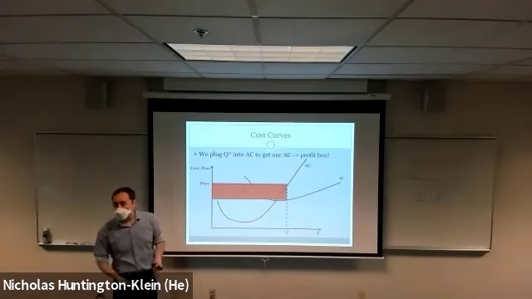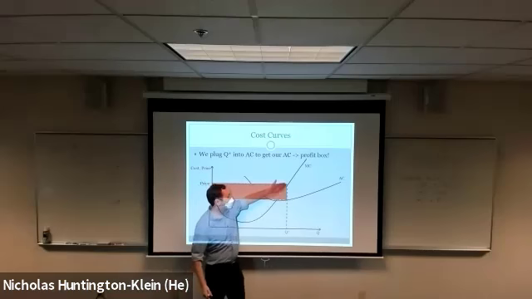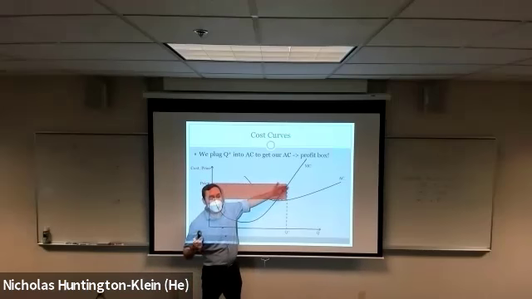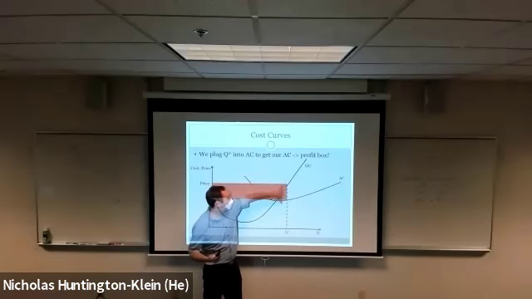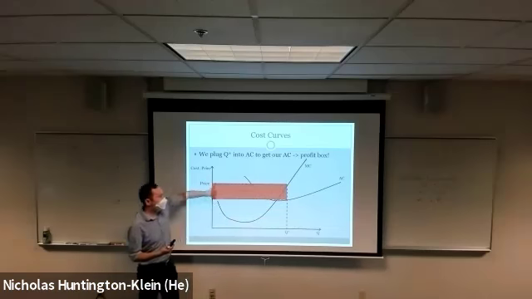Then we have price minus average cost. Where's the price? Right here. Where's the average cost? Well, we have to figure that out. We have our quantity. How do we figure out what the average cost is at a given quantity? Well, we plug it in. We take our quantity, we plug it into average cost. That gives us our average cost. This is the height of our box. And we have our profit box.